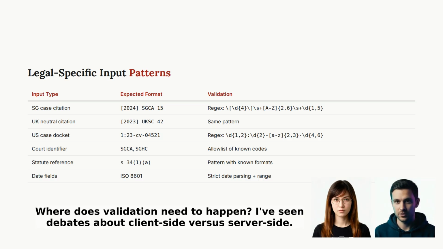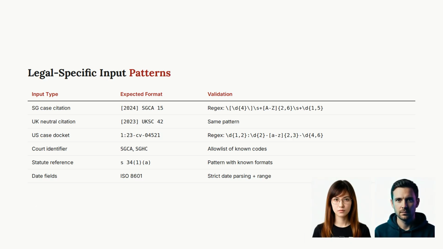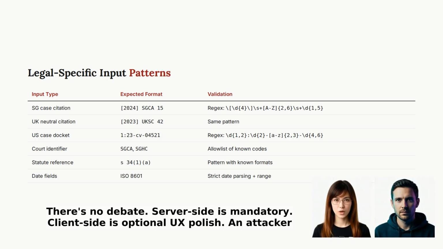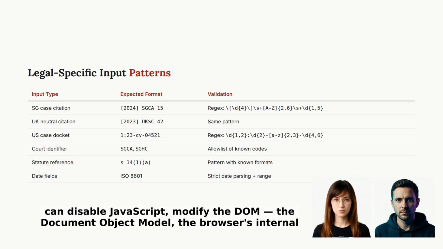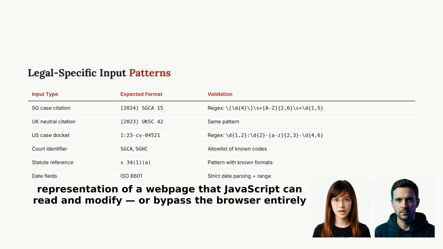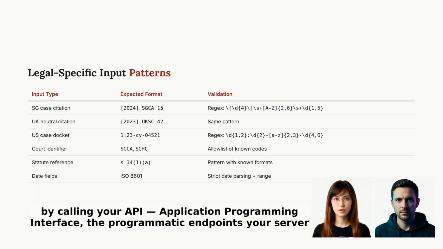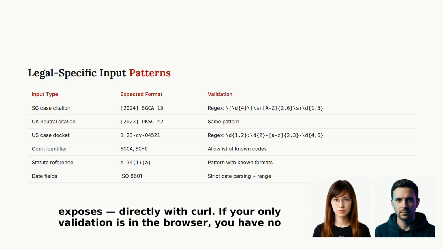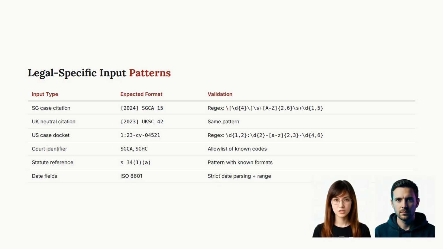Where does validation need to happen? I've seen debates about client-side versus server-side. There's no debate. Server-side is mandatory. Client-side is optional UX polish. An attacker can disable JavaScript, modify the DOM, the document object model, the browser's internal representation of a web page that JavaScript can read and modify, or bypass the browser entirely by calling your API, Application Programming Interface, the programmatic endpoints your server exposes, directly with curl. If your only validation is in the browser, you have no validation.